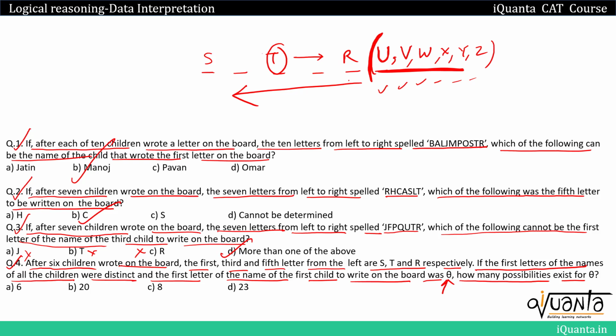And then all the remaining letters can come to the left of these letters, because we always have to compare every letter with the first letter that was written on the board. So there will be only 6 such letters that will satisfy all the given conditions. Option A will be the correct answer to this question.